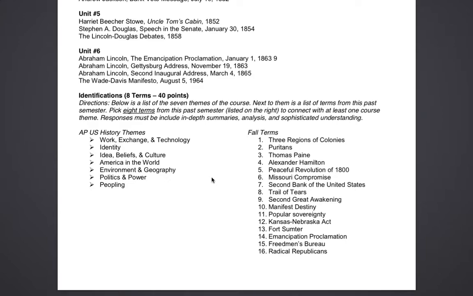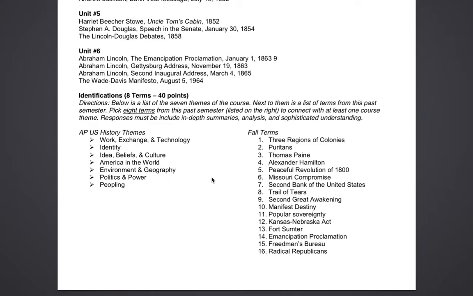Thomas Paine refers to the author during the American Revolutionary War that wrote Common Sense. Alexander Hamilton refers to the first Secretary of the Treasury, who was very instrumental in forming the financial program and stability of the country, and who was tragically killed by Aaron Burr in a duel.